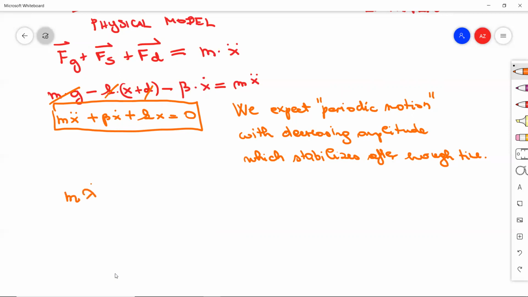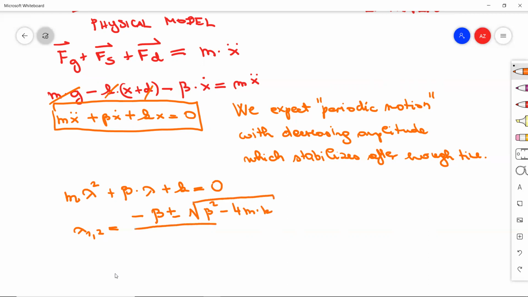m times lambda squared plus b times lambda plus k. This is our characteristic polynomial. And then what are the roots of this polynomial? So we will have three different situations. Lambda 1, 2 is equal to minus beta plus minus the square root of beta squared minus 4 times m times k, over 2m.